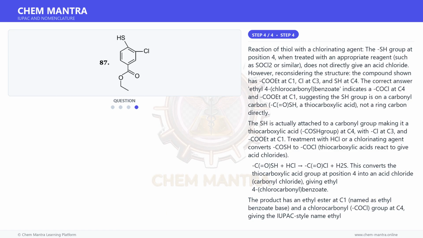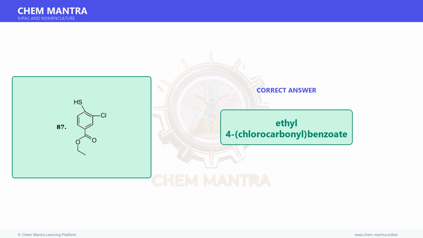The product has an ethyl ester at C1, named as ethyl benzoate base, and a chlorocarbonyl, COCl, group at C4, giving the IUPAC style name ethyl 4-chlorocarbonyl benzoate. Therefore, the correct answer is ethyl 4-chlorocarbonyl benzoate. The correct answer is shown on screen.